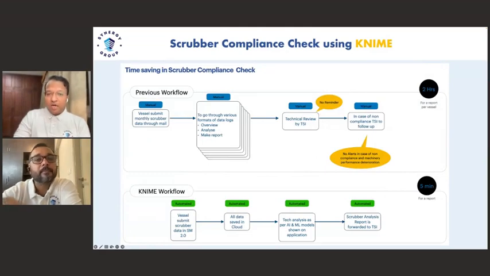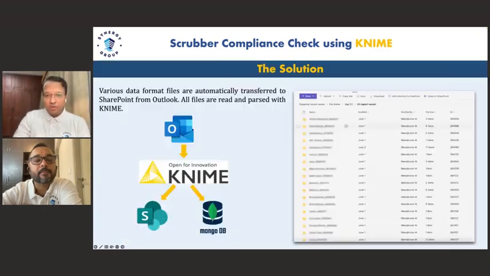The previous procedure was that we were receiving this complete info as an attachment in a mail. So someone needs to manually download these files and go through them, which is humanly very difficult considering the size of the data. And any performance comparison or scrubber compliance check was out of the picture because, as I said, the data set is very huge. With Knime, we were able to solve this problem many fold.